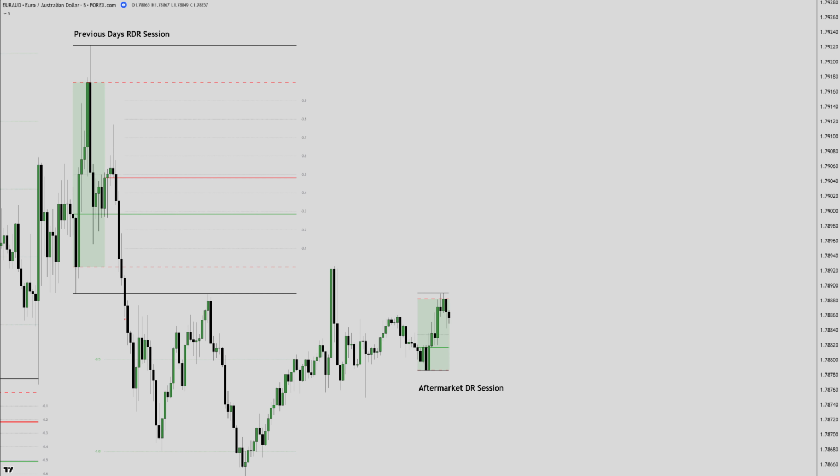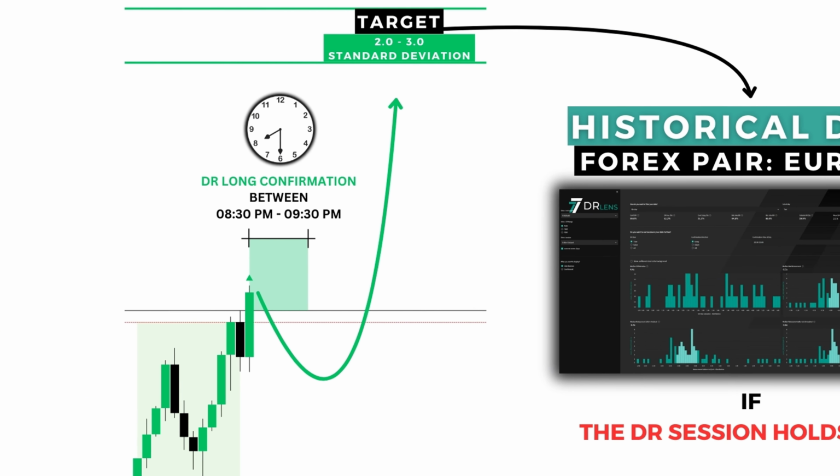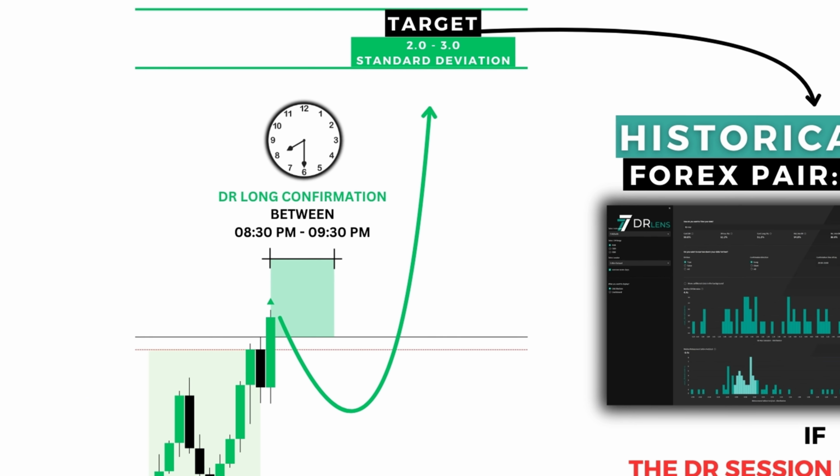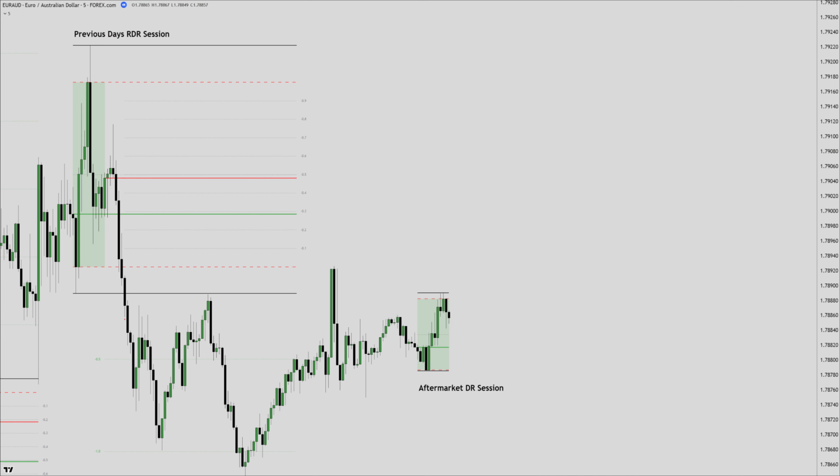The best aftermarket DR session trade from last week goes to Euro versus the Australian dollar. If you've watched my previous top 7 trades videos, you should remember what I've been telling you to expect if Euro AUD does one specific thing. Now follow me here with this breakdown.